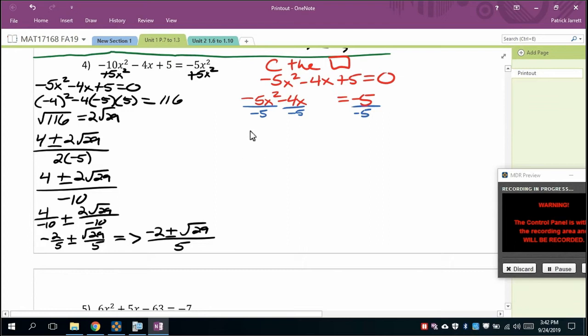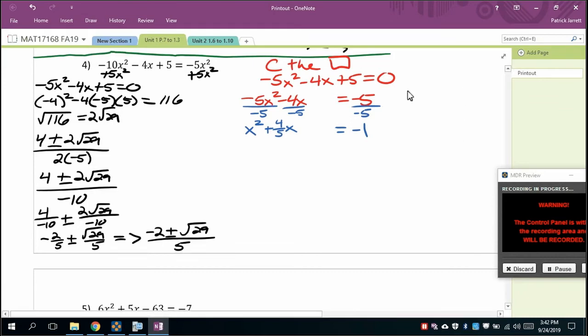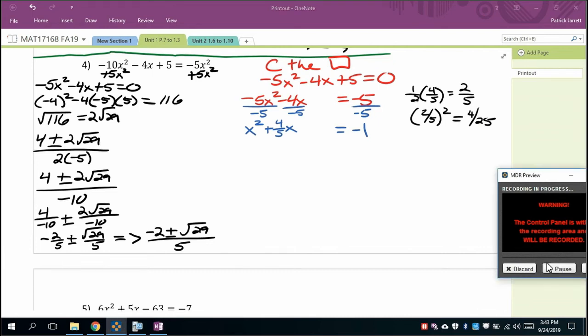So I'm going to do that. I'll have x squared plus 4/5 x, and I'm going to leave a spot over here, and that'll be negative 1. So what do we have to add to both sides? Well, 1/2 of 4/5 is 2/5, and 2/5 squared is 4/25. Oh, I made a mistake here. Negative 5 over negative 5 should be positive 1. But nonetheless, we are still going to add 4/25 to both sides.